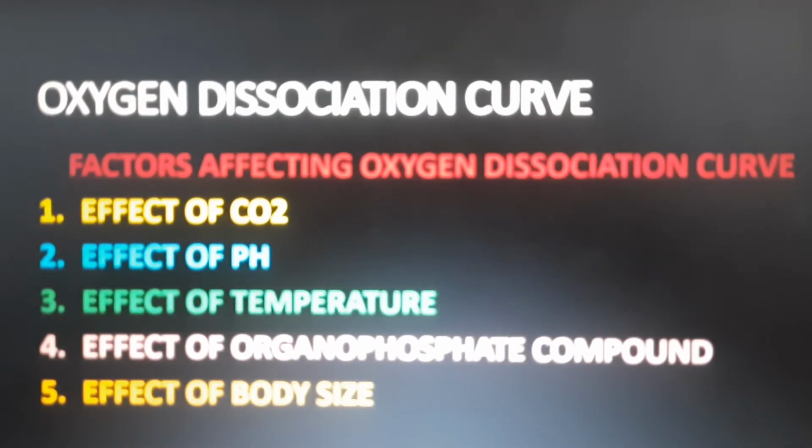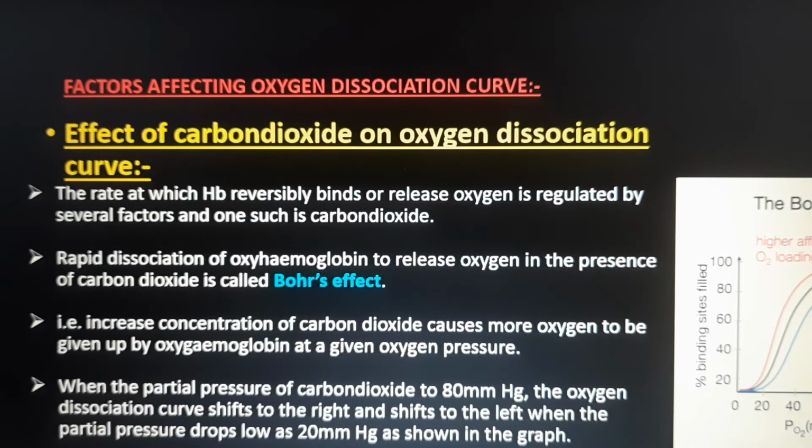Now, let us discuss about the oxygen dissociation curve. The oxygen dissociation curve is a graphical representation when we plot partial pressure of oxygen on x-axis and percentage saturation of hemoglobin on y-axis. There are various factors affecting the oxygen dissociation curve. They are carbon dioxide, pH, temperature, organophosphate compounds, and body size. Now let us discuss one by one.